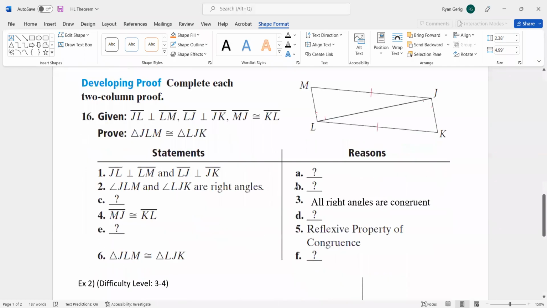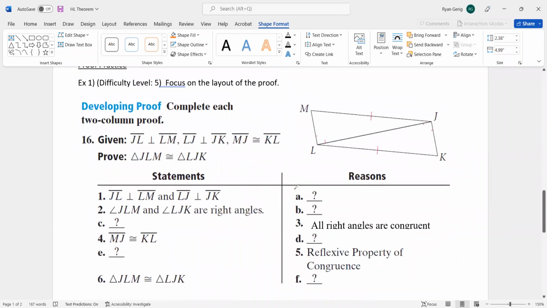All right, proof practice. So yeah, this difficulty level is a 5. I want you to focus on the layout of the proof, okay? Those symbols right there, the upside down T's, those mean perpendicular. Now, that was given to us. Both of those things were given to us.